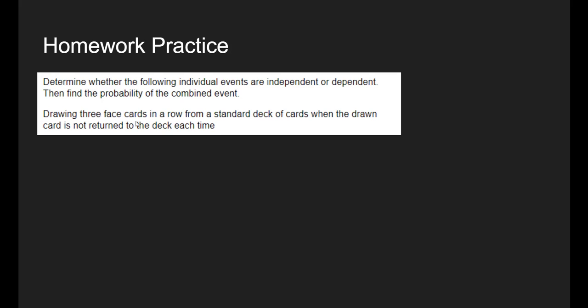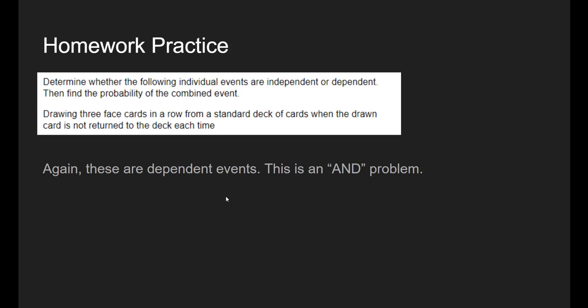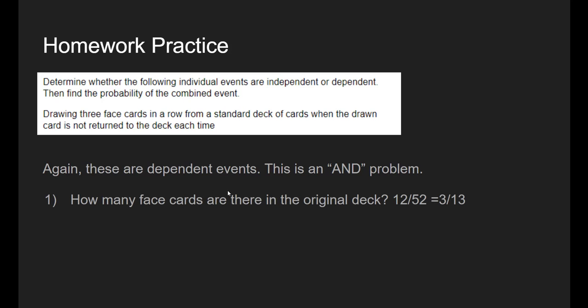This is an and problem, drawing 3 face cards. So I want to draw a face card and a face card and a face card. This is an and problem, and these are dependent. So we will be multiplying the probabilities. Each probability that I multiply, I need to think about what happened to the previous one. We'll first go through the events here, and we'll go through each different probability.